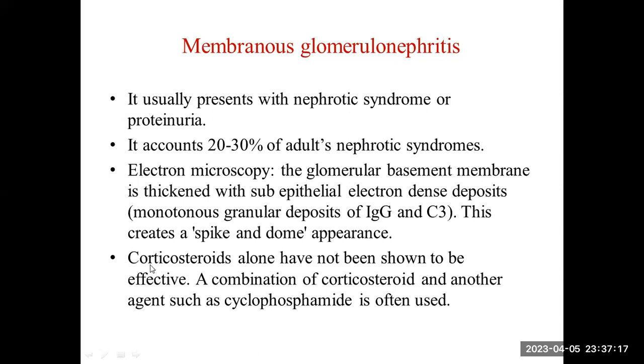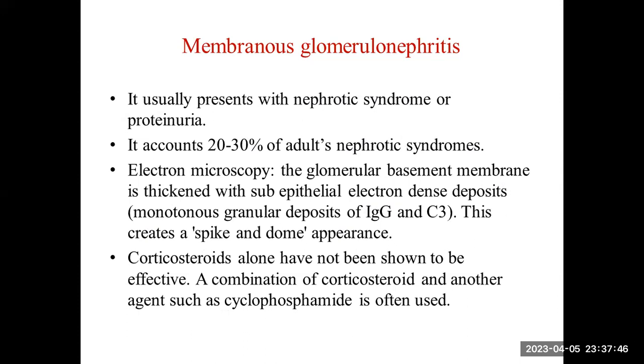So the next step, how to manage the condition. As we said previously, first, symptomatic treatment. If the patient is presenting with nephrotic syndrome or chronic kidney disease, you will give treatment symptomatically, as we said previously. Specific treatment depends on whether this is idiopathic or secondary. So before saying idiopathic membranous glomerulonephritis, you need to exclude important secondary causes. So you need to do a lot of workup, starting from the history, going to clinical examination, and then investigations.